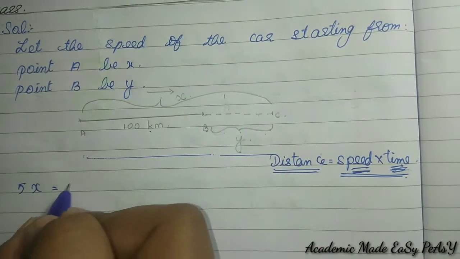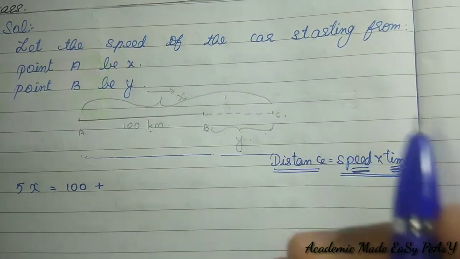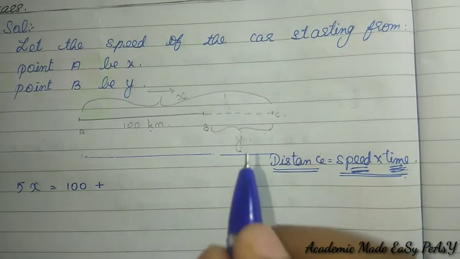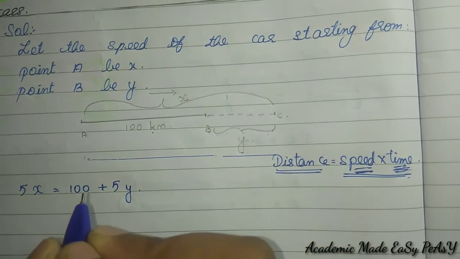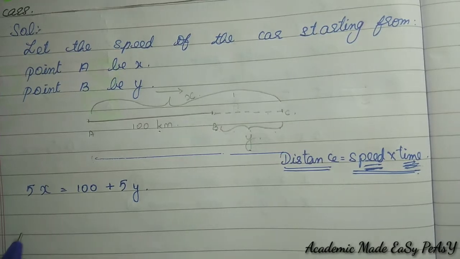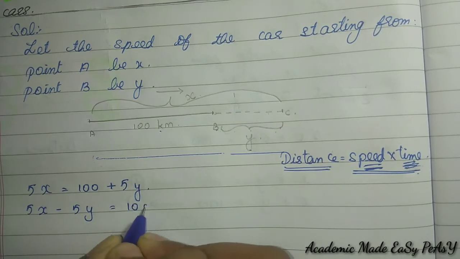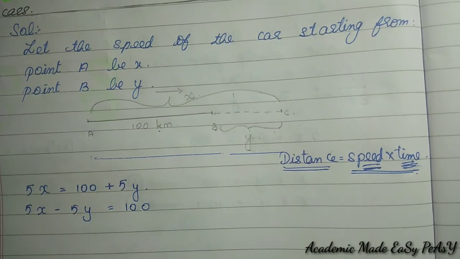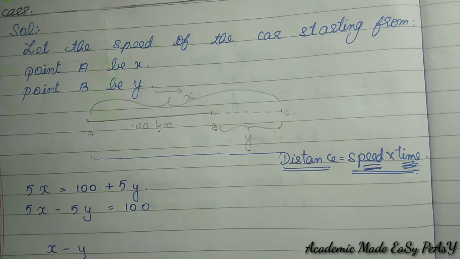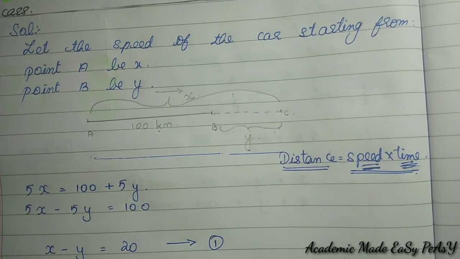So this distance is 100 kilometer, we know, plus what is this one? This distance we don't know, but we know speed and time. So speed is y and time is 5. So 5y. So now let us have the variables on one side and numbers on one side. So 5x minus 5y is equal to 100. If you just check this, everything is a multiple of 5. So therefore I will write x minus y is equal to 20. I am dividing throughout by 5 so that I will have x minus y is equal to 20. So let this be equation 1.